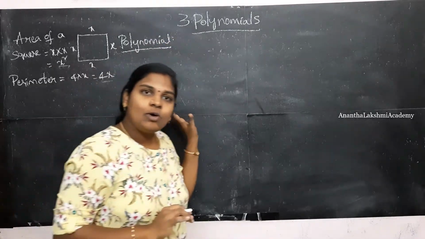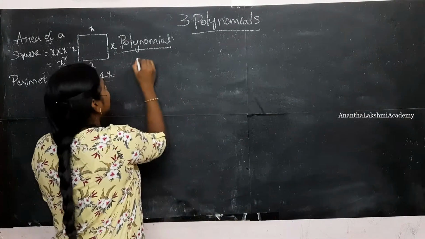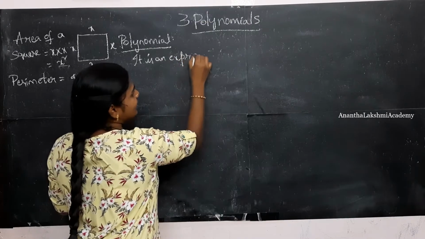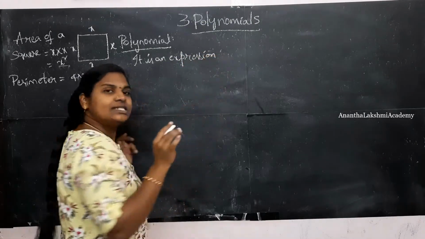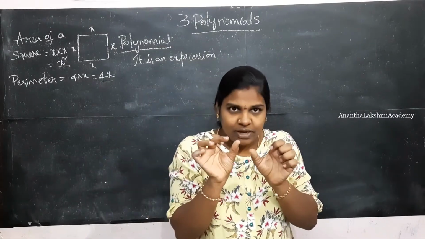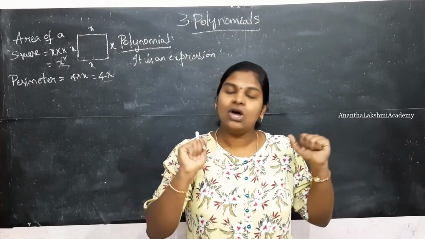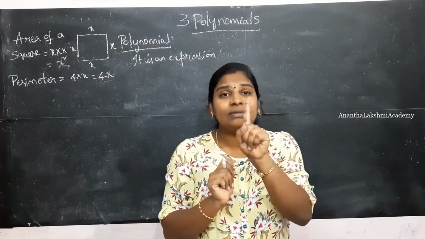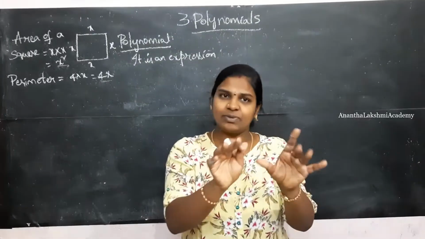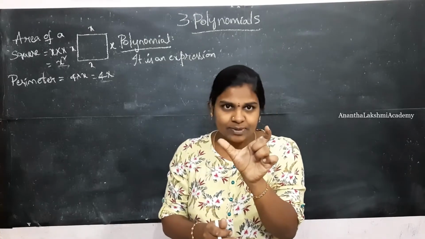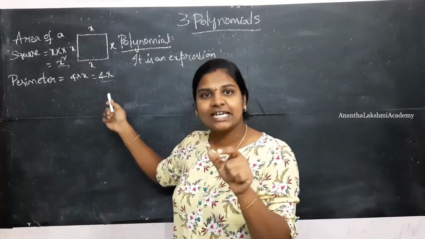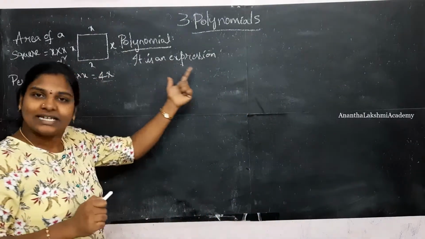A polynomial is an expression. There is a lot of difference between an expression and an equation. An equation has an equal to sign in between, so you will have LHS and RHS as well. But an expression has only one entity, you do not have the other side of it. It is just a single term. If you see this, x square is an expression, 4x is an expression.